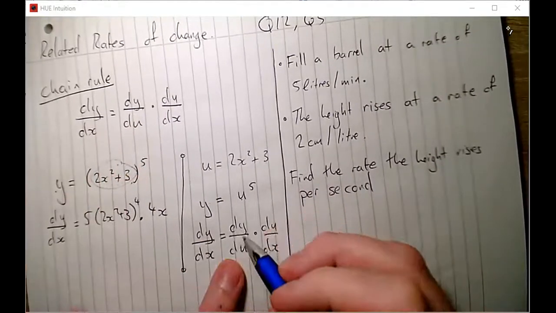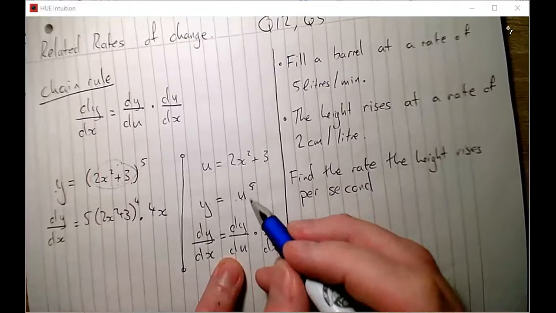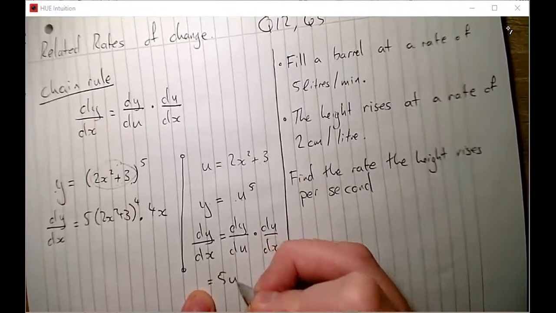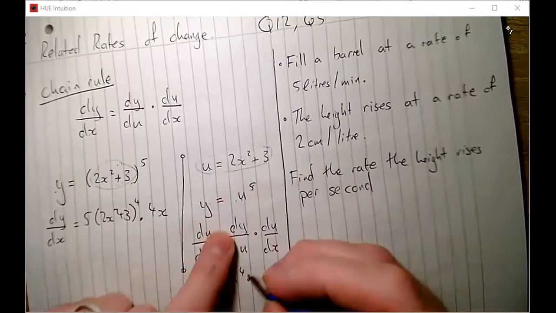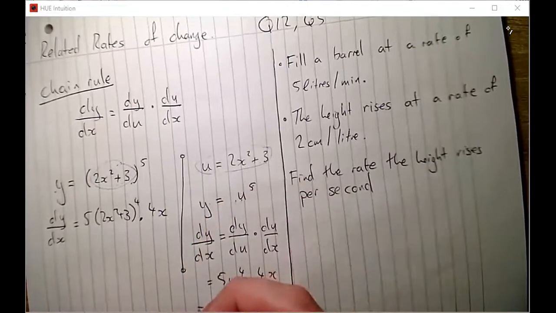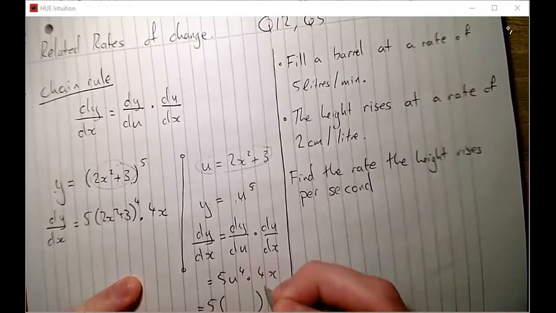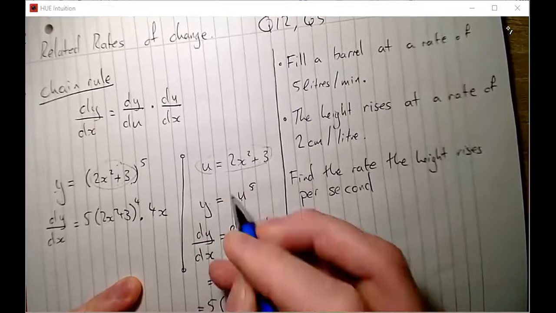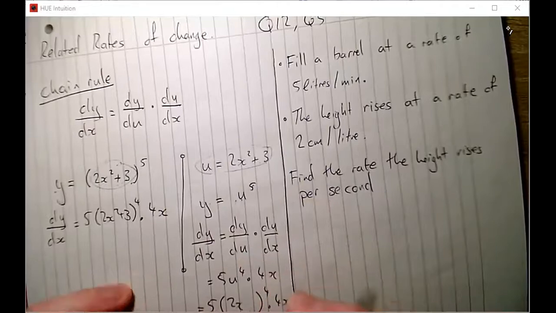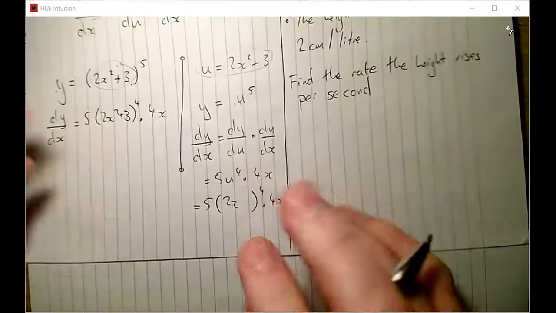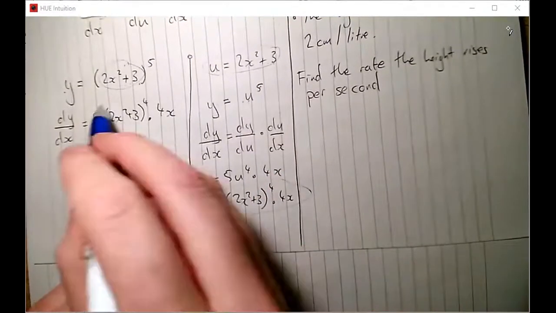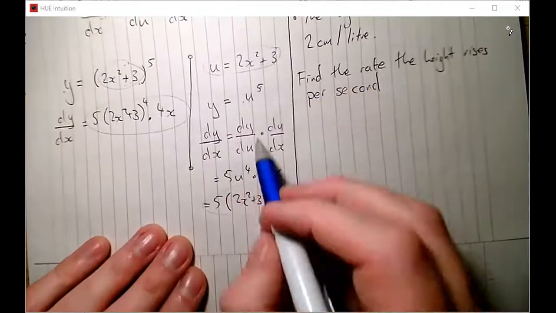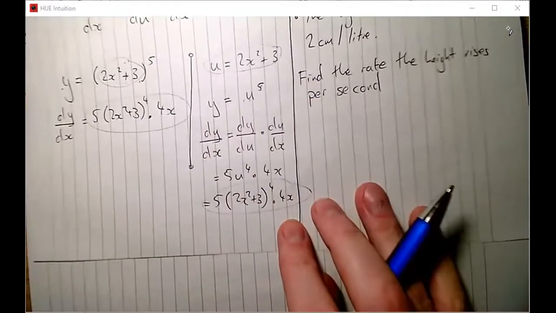Okay, well, what's dy/du? That is 5u to the power of 4, multiplied by what's du/dx? That's going to be 4x. And rewriting that, 5u to the power of 4 multiplied by 4x, and we know that u is 2x squared plus 3. Okay, you can see there, it's the same answer as up here. So that's just maybe the more formal way of following through on the chain rule.